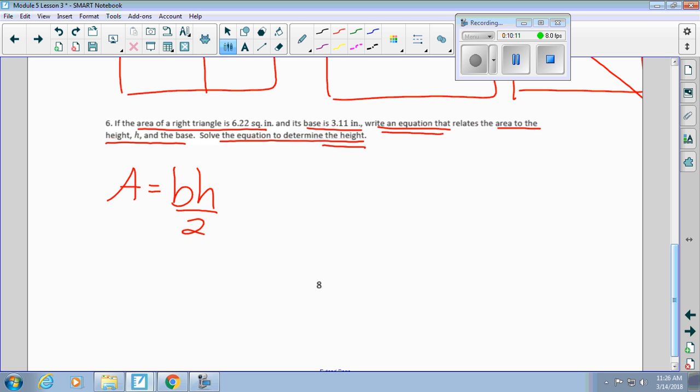All right, now we're going to plug in what we know. Who can tell me what to plug in? Somebody I haven't heard from yet. Straight up there in the reading. Just read. Blaze, go ahead. 3.11 inches is the base. Very good. So we can replace the base. So we're going to have the area equals something, and then we're going to have the base, which is 3.11. Do we have the height? No. So that remains an unknown. That's why we're using a variable. And then 2. All right, what else can I fill in here?